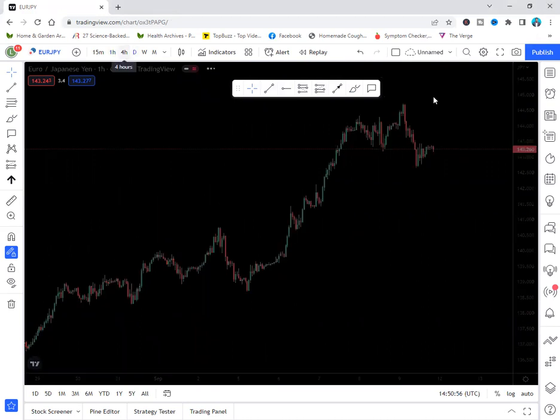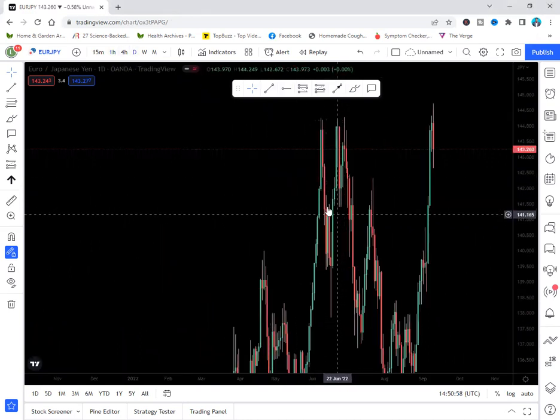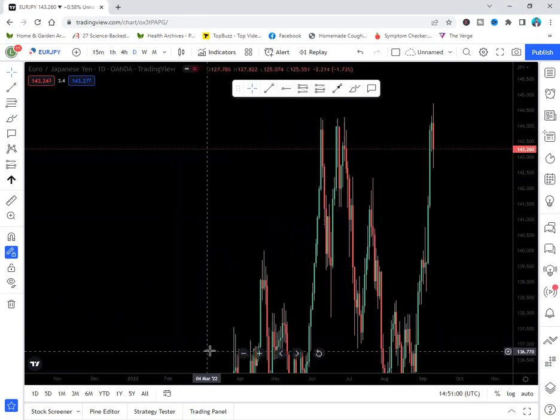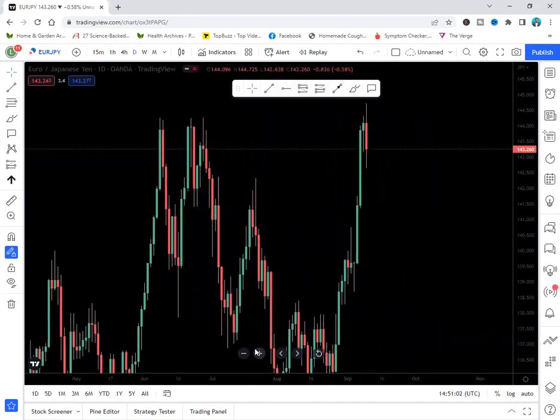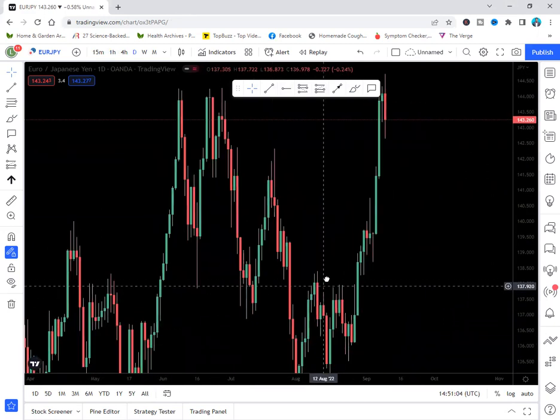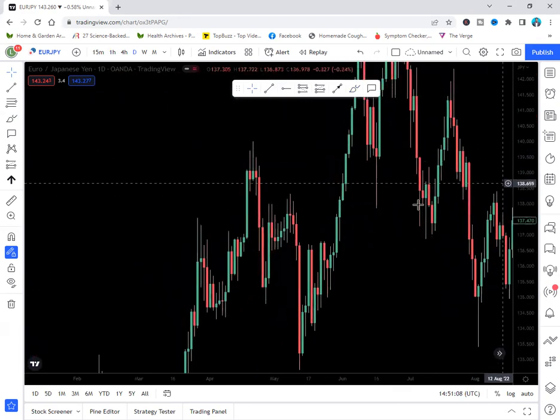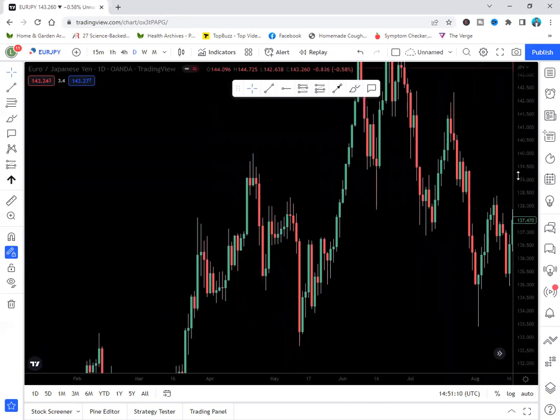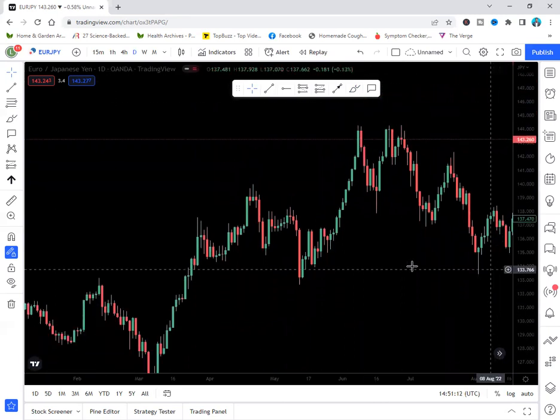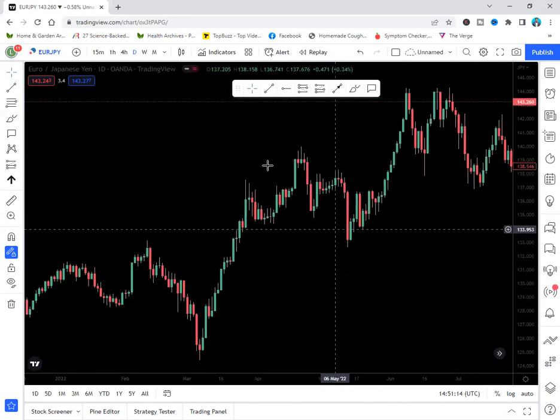So if I go to even daily, look at daily time frame. Let me zoom out so that you can look at this. Look at this for yourself. Wow. Just look at this for yourself. This is a big impulse. Let me show you the impulse.